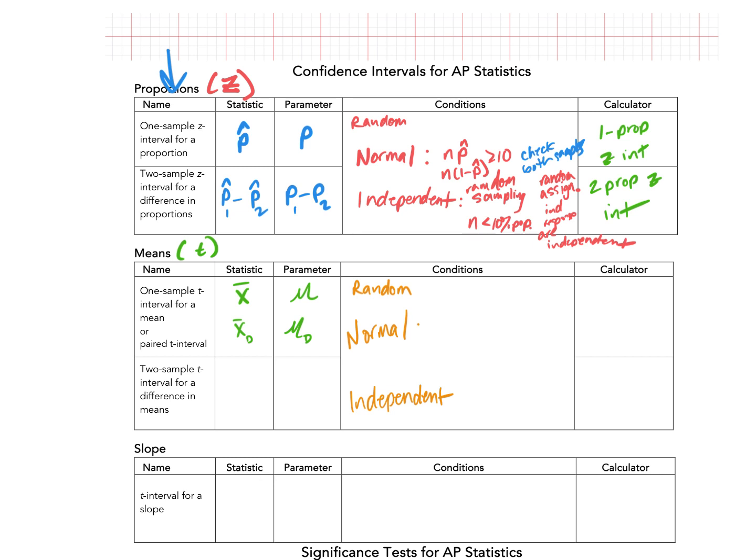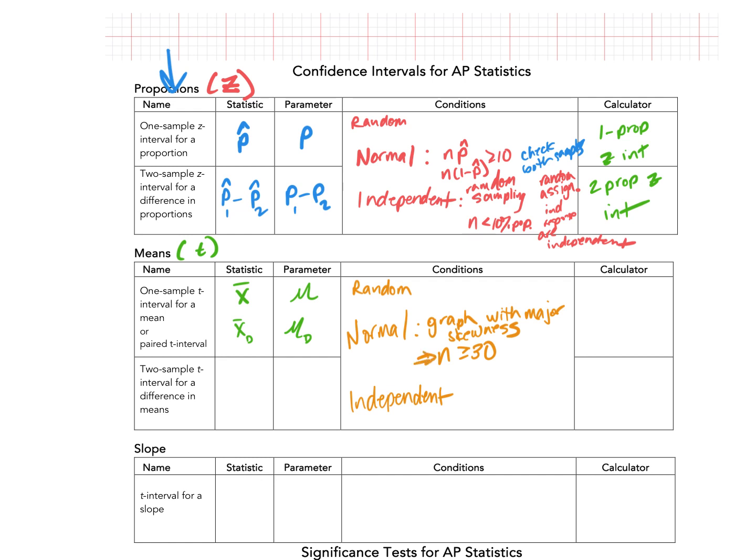The X bars will be normal if the population is, but we don't know the population. So we typically look at either you have a graph with no major skewness, and if a graph doesn't have any major skewness or outliers, it's reasonable to assume it came from a normal population. Okay? Or what if we don't have any graphs? Or my sample size is greater than or equal to 30. This is what we really hope for.